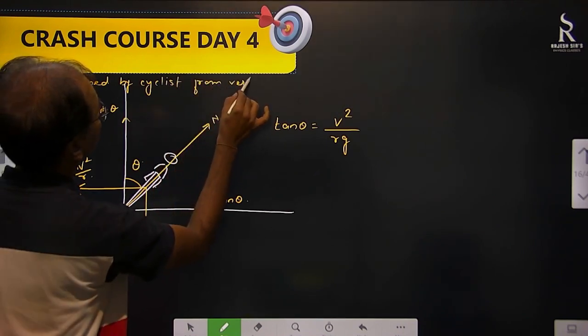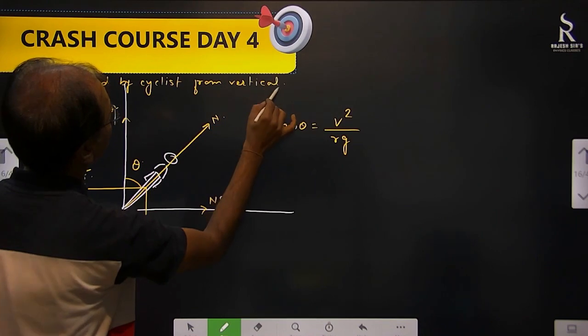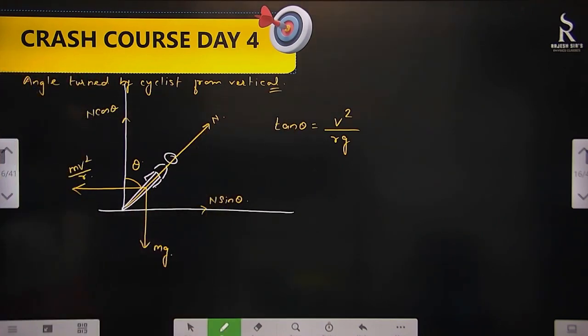Okay, if they ask from horizontal, then what you will do? 90 minus theta. Remember that always. It will be 90 minus theta if it is asking from horizontal.